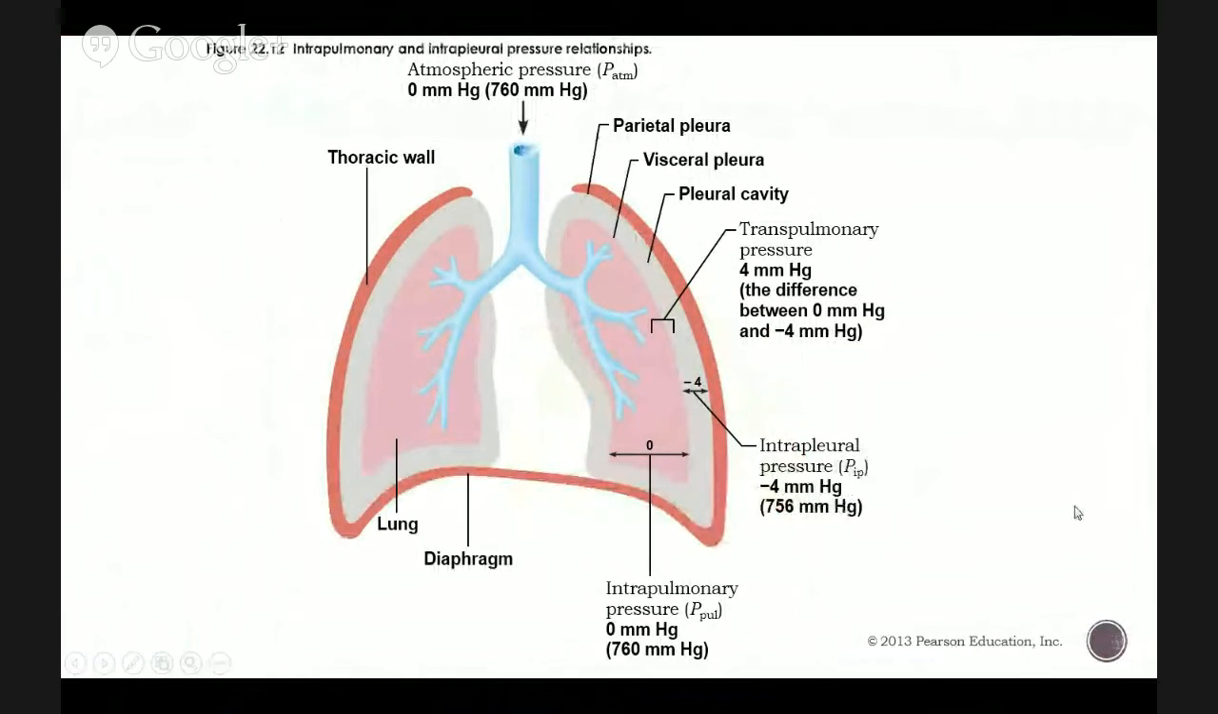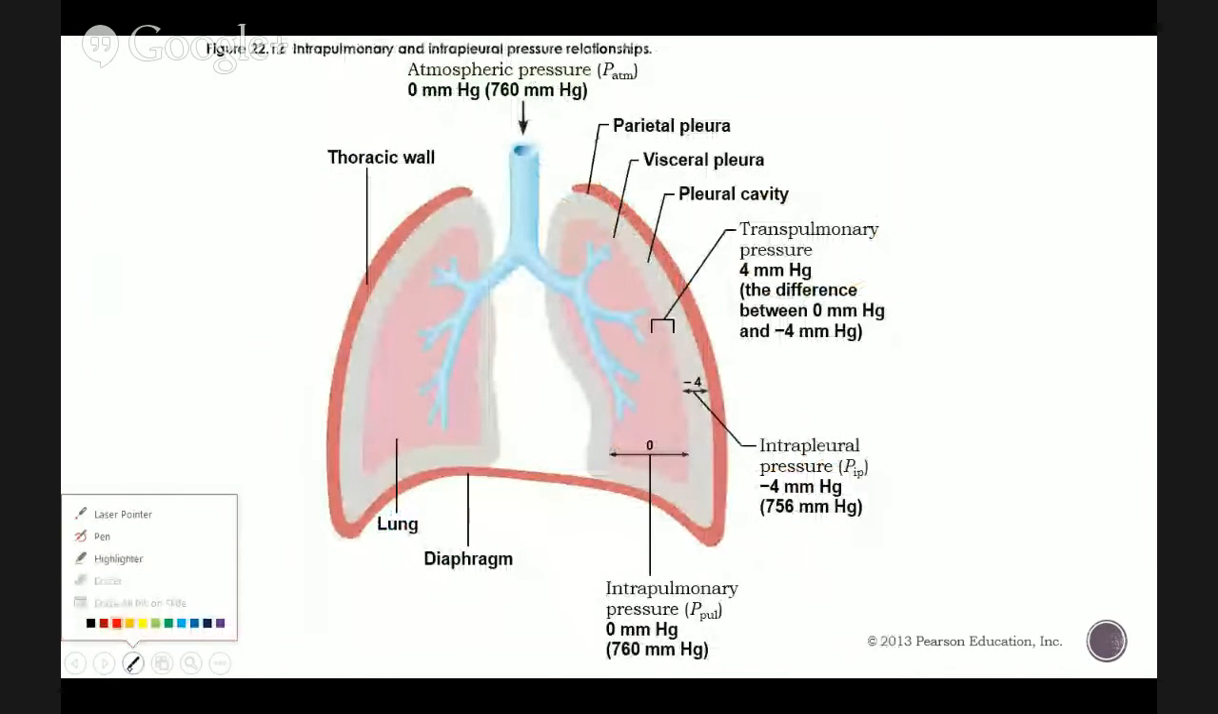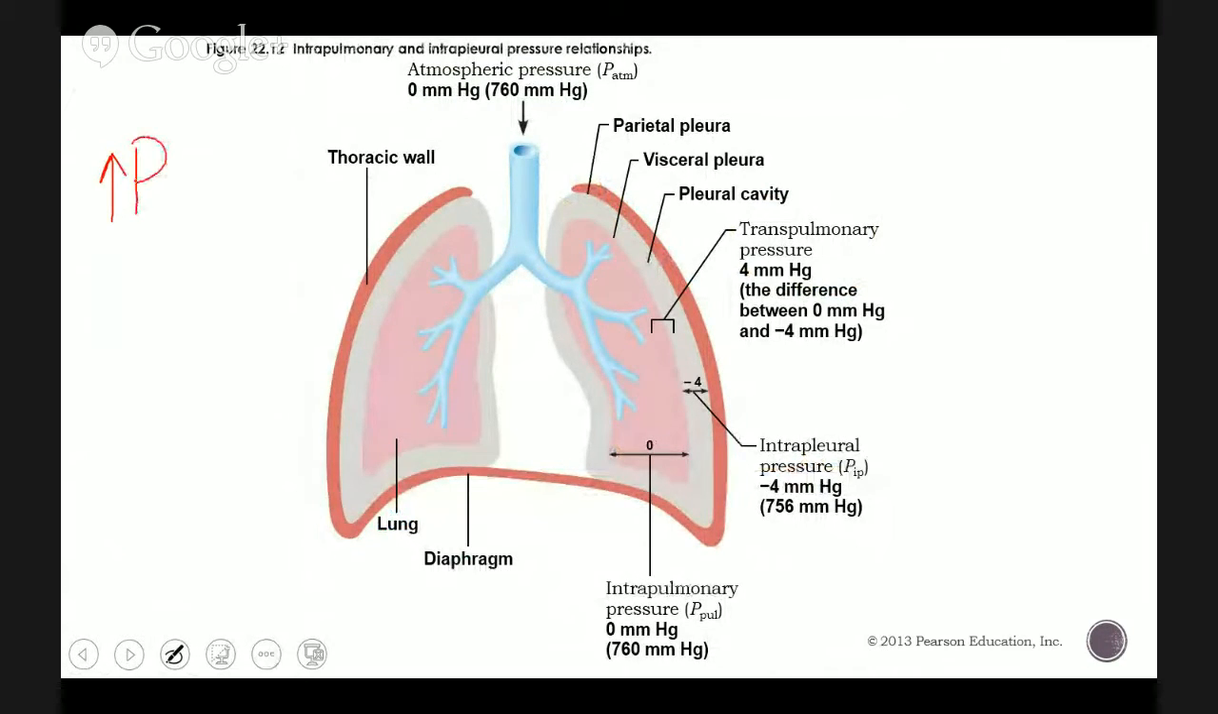So Boyle's law states that at a constant temperature, pressure is inversely related to volume. So we can do it two different ways. If we increase the pressure, that's going to be what for the volume? Decreased volume, right?